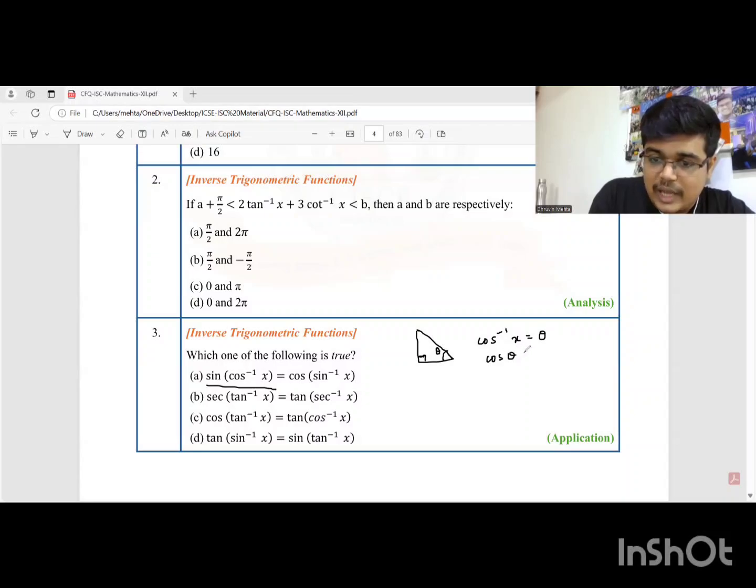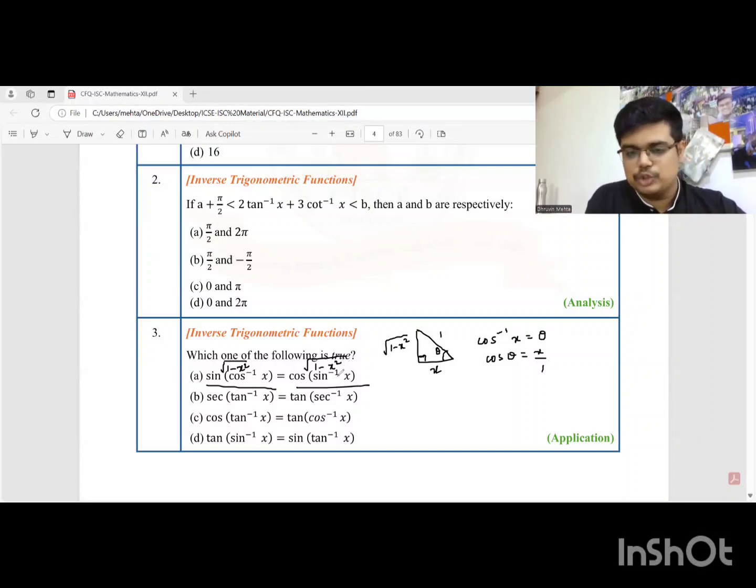So cos theta is x, which is x by 1. Cos theta is x by 1, so this is x, this is 1, and by Pythagoras we'll get this as root of 1 minus x squared. From here, students, we'll get that sine theta is root 1 minus x squared upon 1, and therefore the LHS has this answer, root 1 minus x squared. You do the same thing, students, for the right hand side. You'll figure out that it is also root of 1 minus x squared, and therefore we can say the first option is true. If not, then you have to keep checking till the time you get it true.